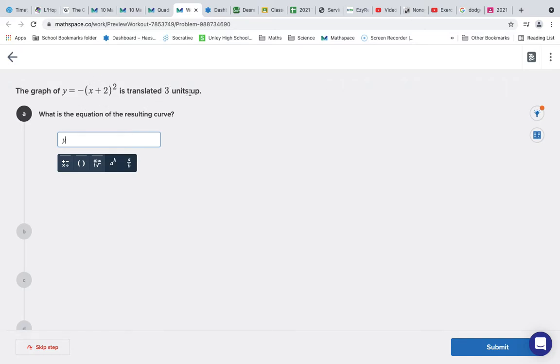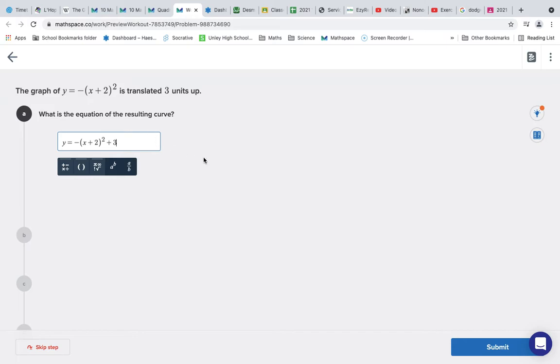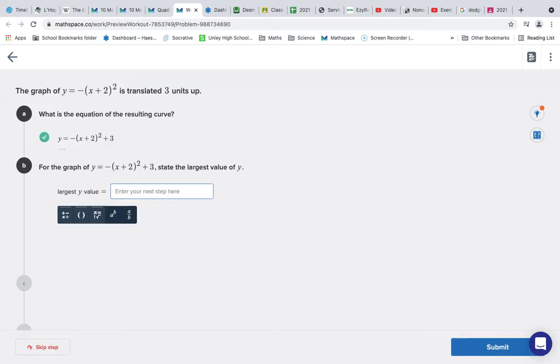I just need to move all the points up 3. So whatever the y values were, they're now going to need to be increased by 3, and that will move the curve up by 3. Okay, so that's very easy. It's just plus 3. We'll take all of your y's and put them up by 3, therefore translating vertically upwards.